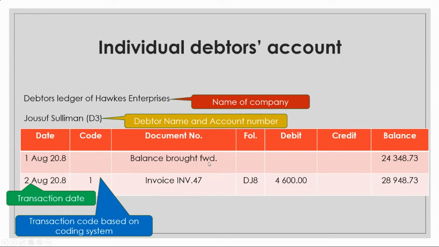Now, the first one is the balance brought forward. What is very important here is to note that there are no debit and no credit amounts shown for the opening balances. We only show the balance in the beginning.